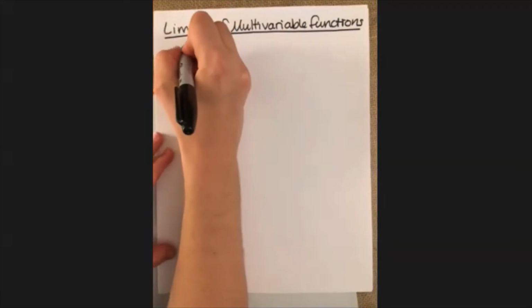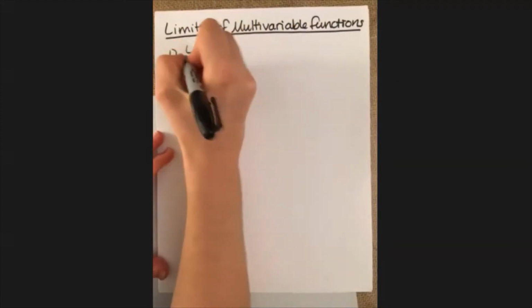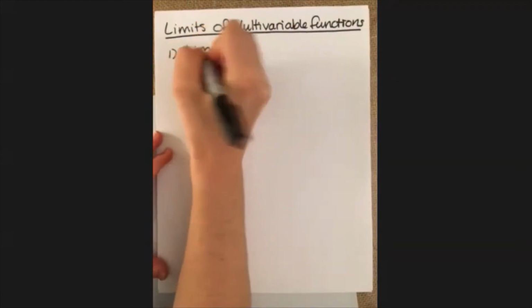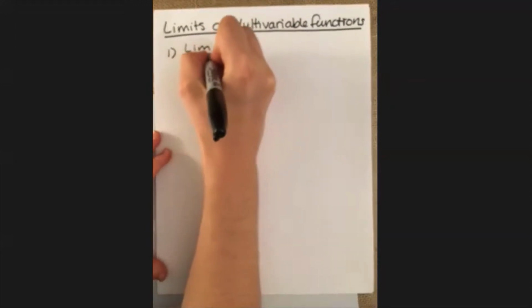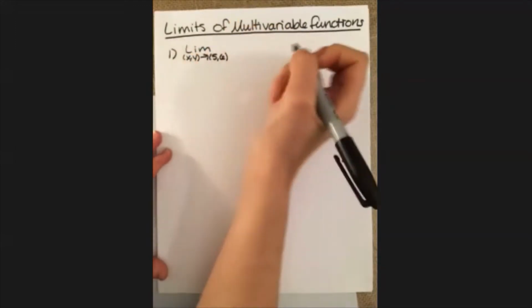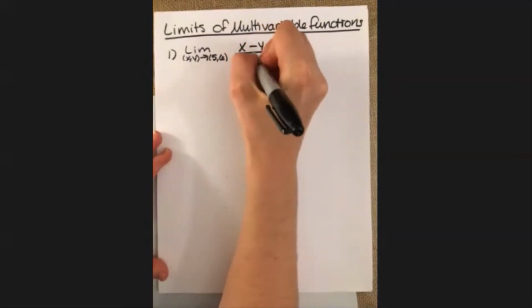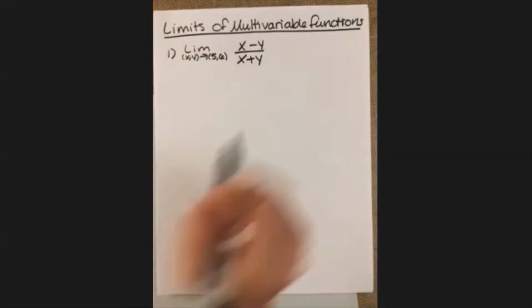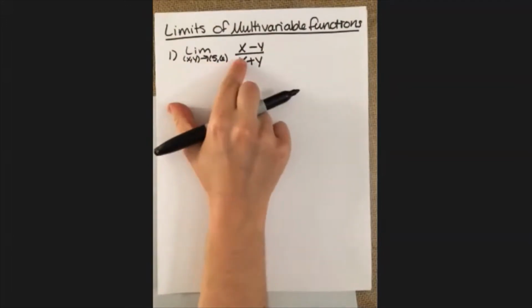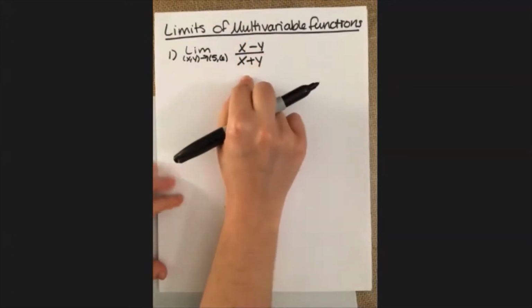When you're working with continuity, the idea is that if you're not going to get in trouble plugging it in, like dividing by 0 or something like that, then you can just plug it in. So that's what we're going to do. In this example here, we have the limit of x and y approaching 5, 6 of x minus y over x plus y.